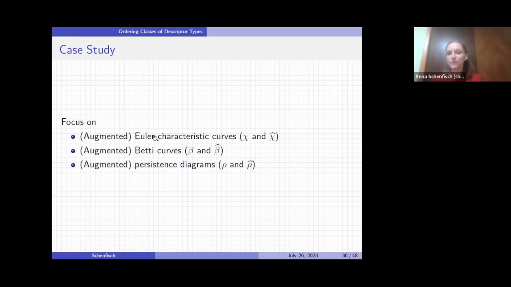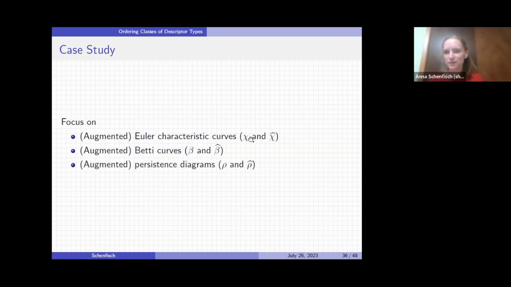Right, so we have Euler characteristic curves, both the augmented and non-augmented versions. What does this hat mean? Similar to the augmented persistence diagram, it's sort of like if you had an index filtration, what would the corresponding Euler characteristic curve be? The augmented and non-augmented Betti curve, so beta and beta hat, and then our old friend, augmented and non-augmented persistence diagrams.